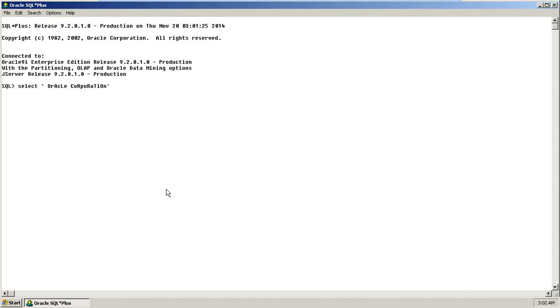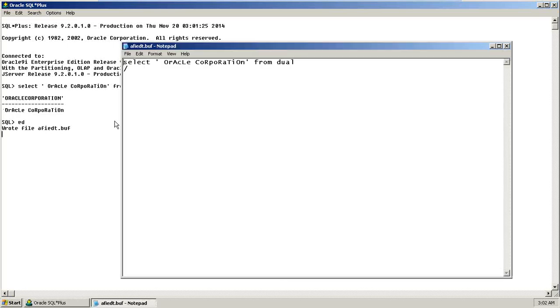Suppose this is my string, right? From dual, because it is a constant value, I'm giving dual. See, this string I have in mixed case letters. Suppose I want this string into lowercase. I can use the function lower.